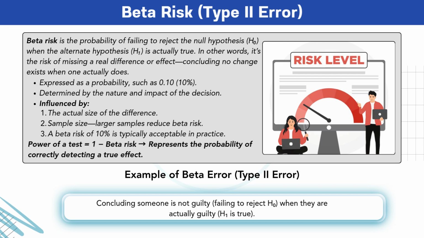Summary: alpha risk, a false positive. You see an effect that doesn't exist. Beta risk, a false negative. You miss an effect that does exist. Both are important, but beta risk is particularly critical in situations where missing a real signal can have serious consequences. For example, in healthcare trials or quality control scenarios. By increasing sample size or selecting a more sensitive test, we can reduce beta risk and increase our test's reliability.